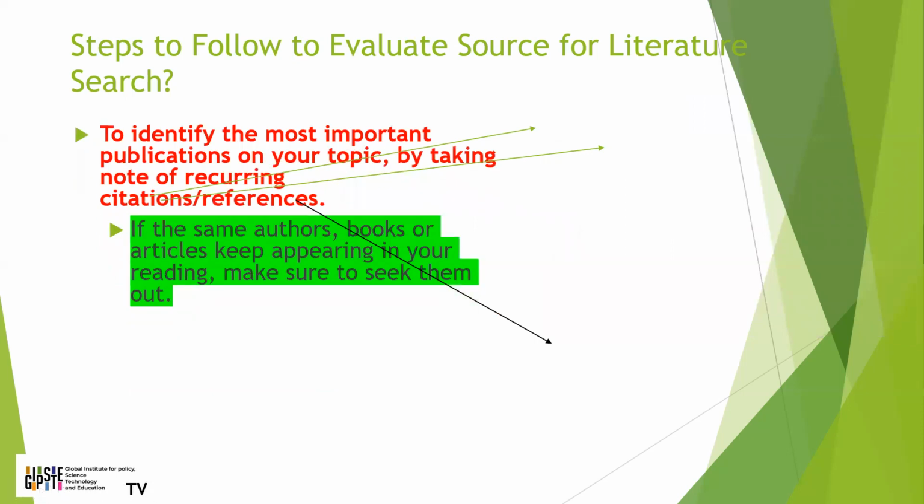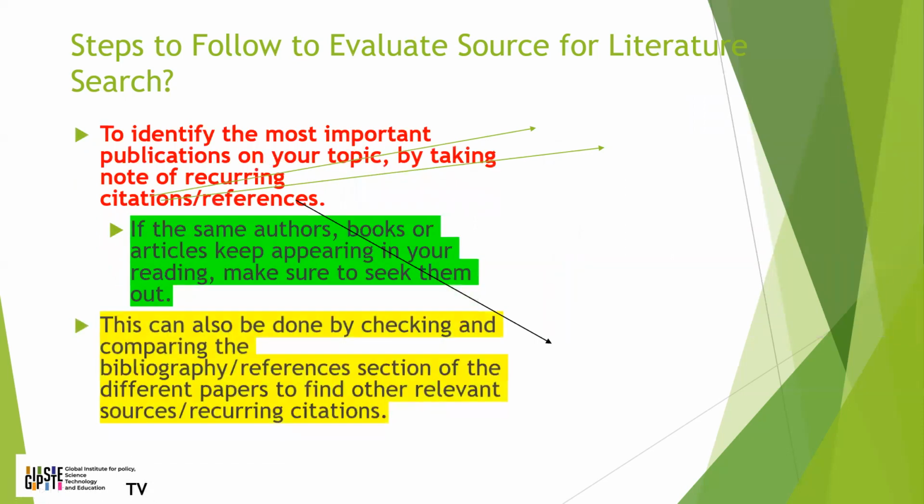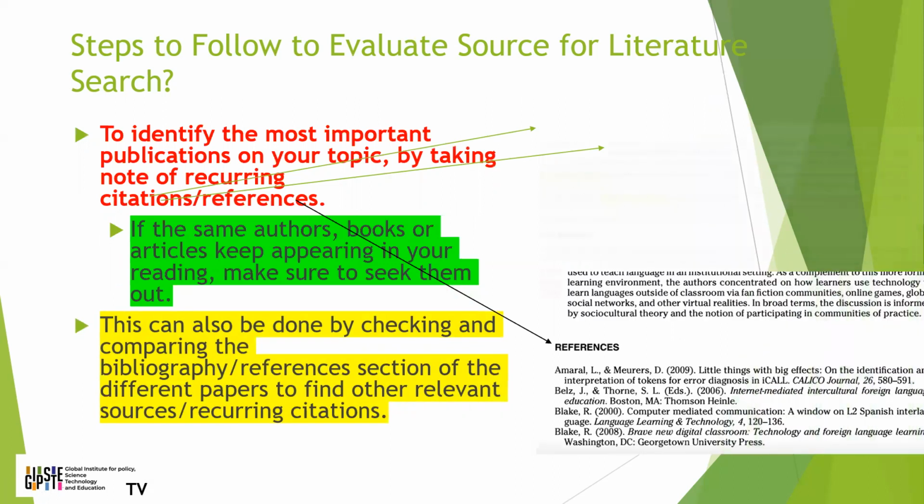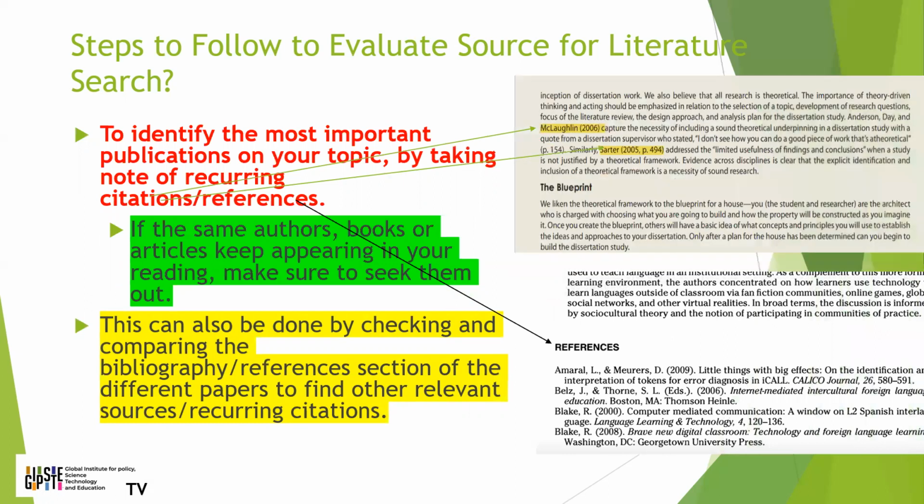Second, identify the most important publications on your topic by taking note of recurring citations or references. If the same authors or books or articles keep appearing in your reading, make sure to seek them out. This can also be done by checking and even comparing the bibliography or the references section of the different papers to find other relevant or recurrent sources.